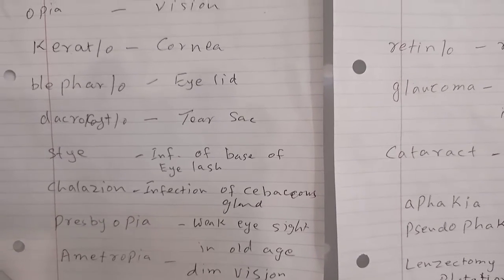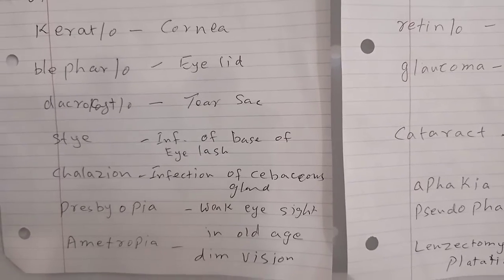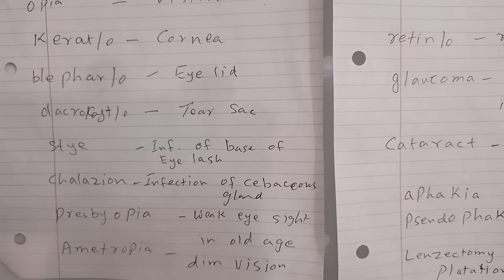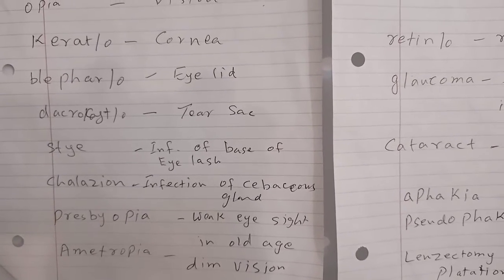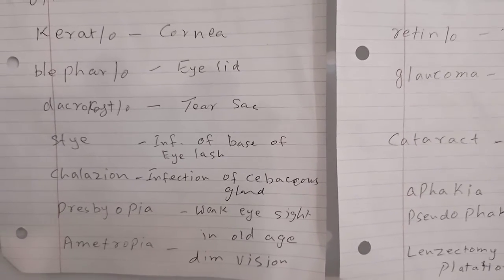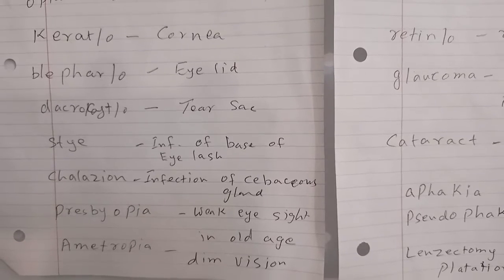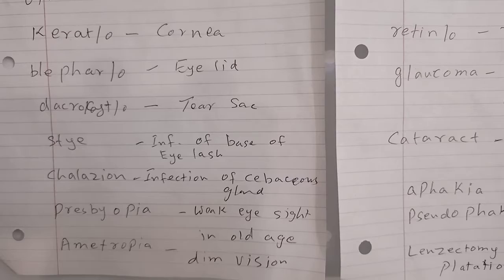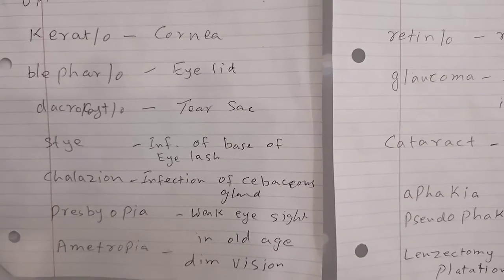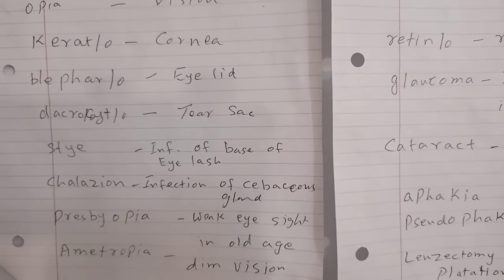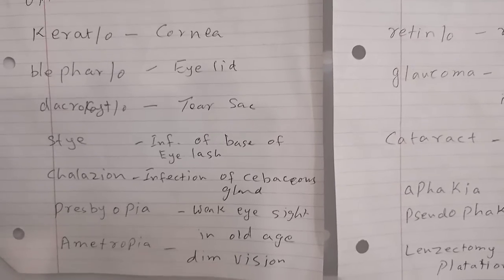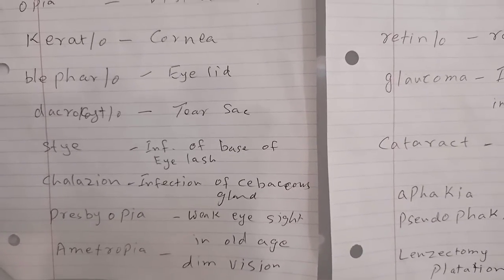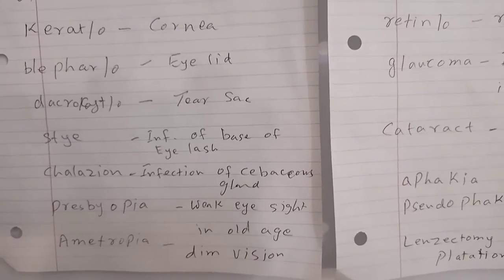Presbyopia. Presby means old age. It means weak eyesight due to old age. The muscles which help in accommodation become weak, and the lens is less elastic now. So vision is weakened in old age. Ametropia. Ametropia means dim vision.